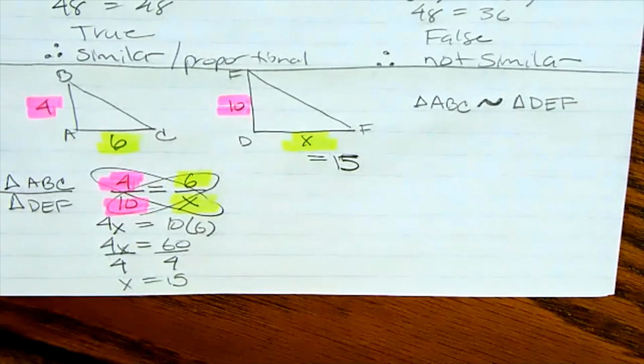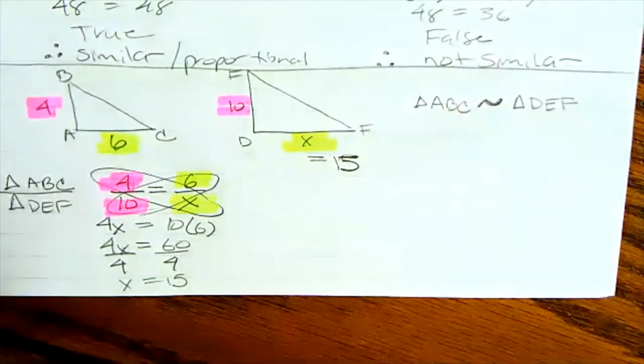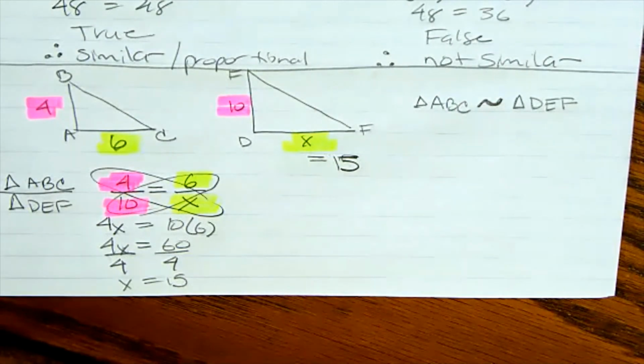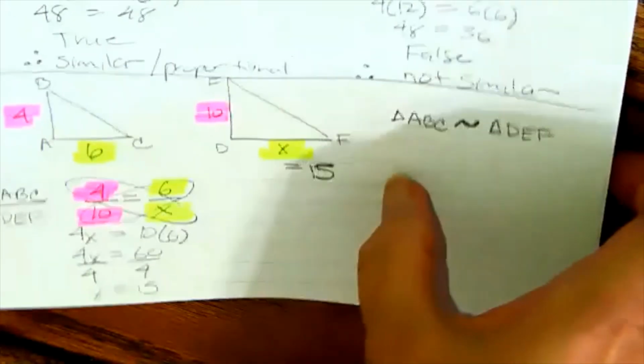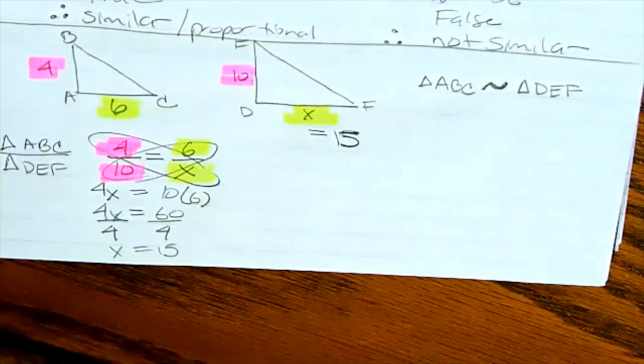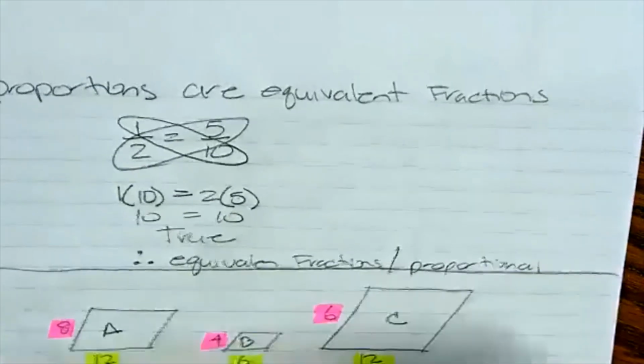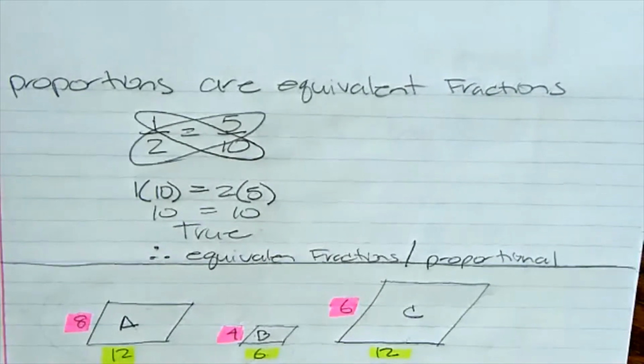So that's everything we're doing today. We are using the idea of equivalent fractions or proportions to determine if figures are similar, or using similar figures to determine missing parts. And it's all based on this idea of proportions and equivalent fractions.